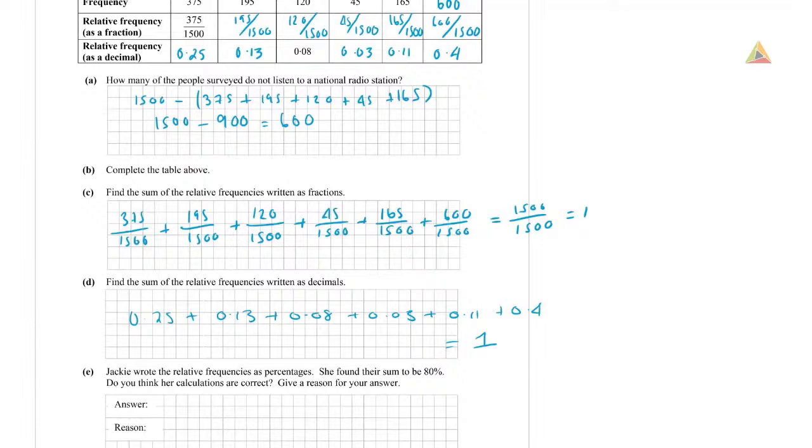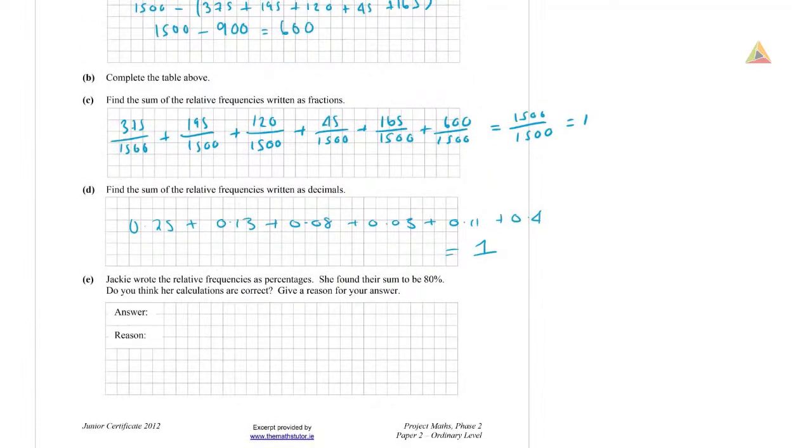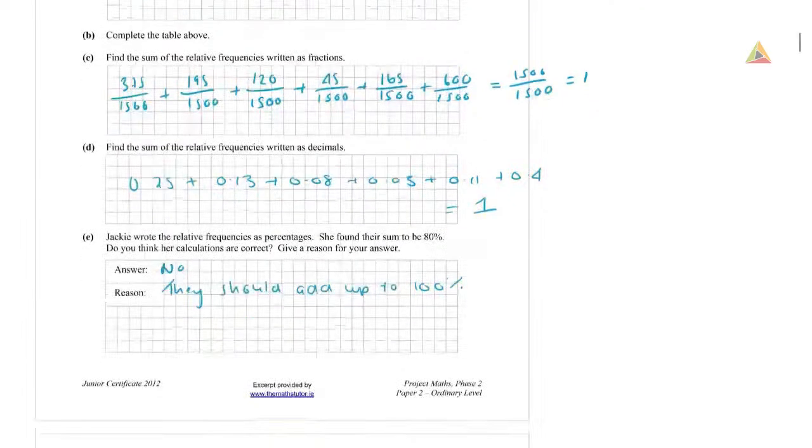Okay, Jackie wrote the relative frequencies as percentages. She found their sum to be 80%. Do you think her calculations are correct? And give a reason for your answer. Well, she must be wrong, because remember, the sum of all of the relative frequencies should equal 1, or 1 over 1 in fraction, or 100%. Hers equals 80%, which means she must be wrong. So the answer is no, and the reason is that they should add up to 100%. So that's for part E.